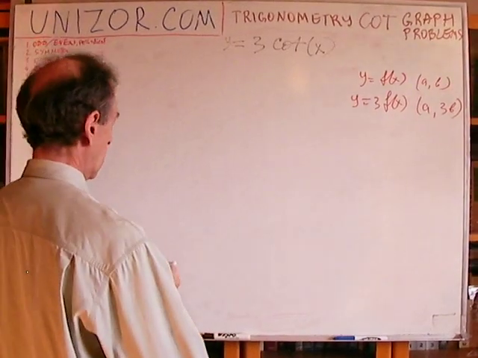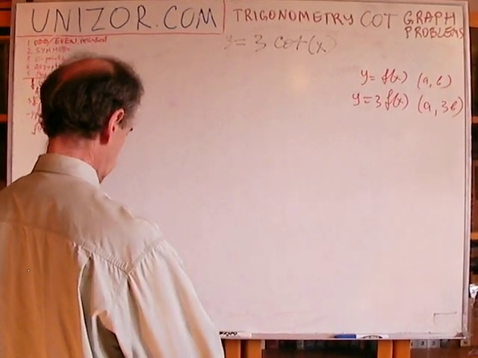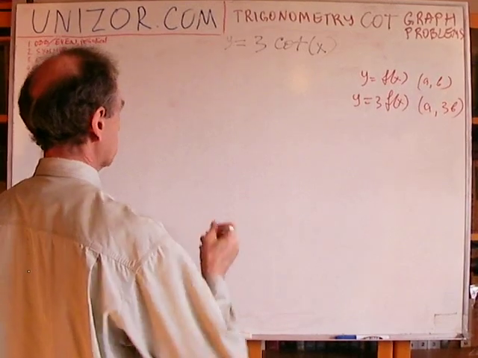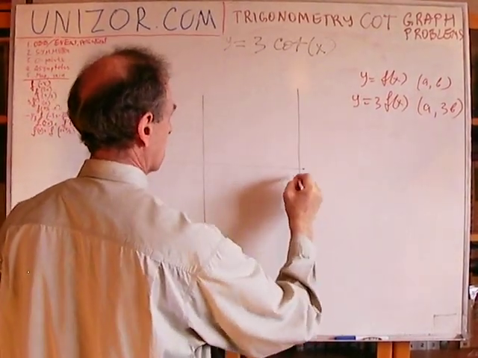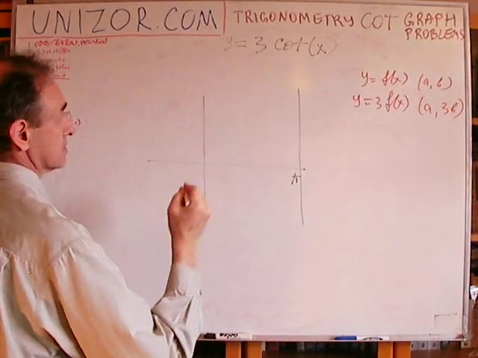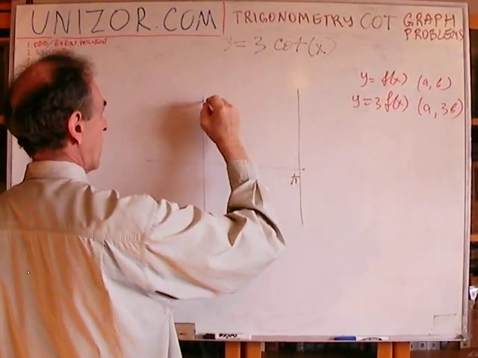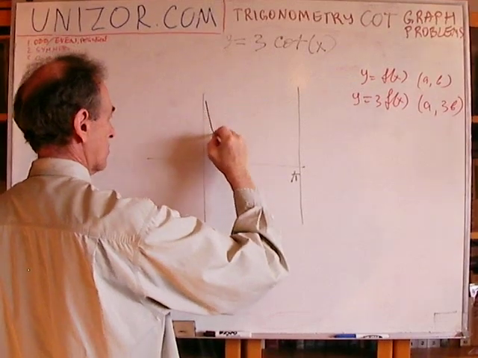And now about the graph. So let me start again. I will do it only on one particular period, because the period is exactly the same. So my original graph seems to be like this.